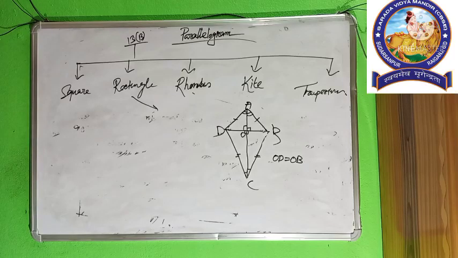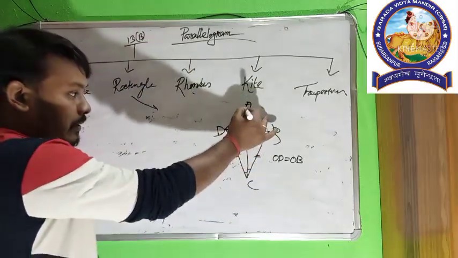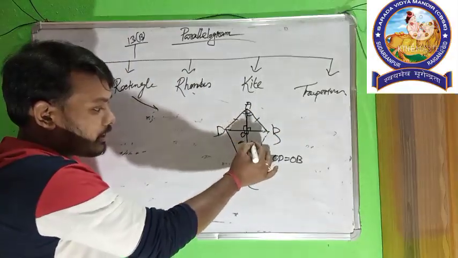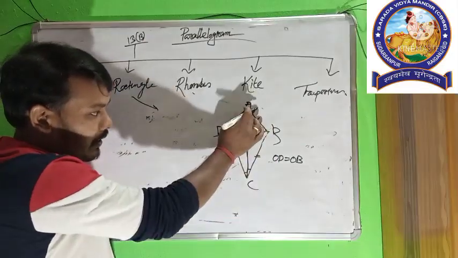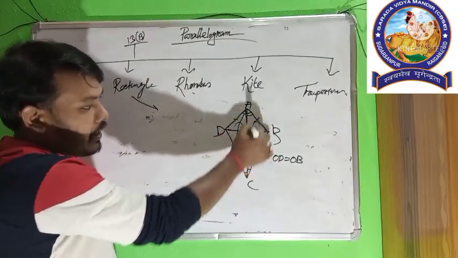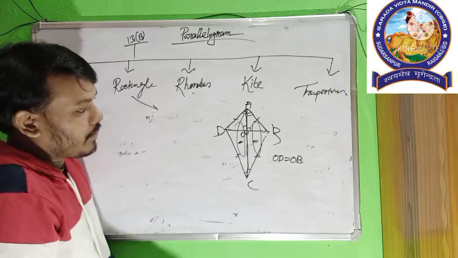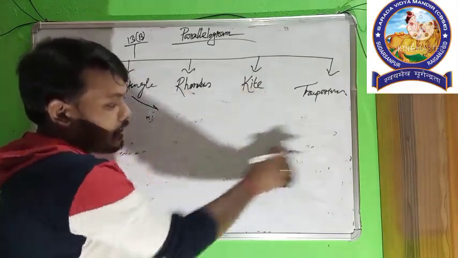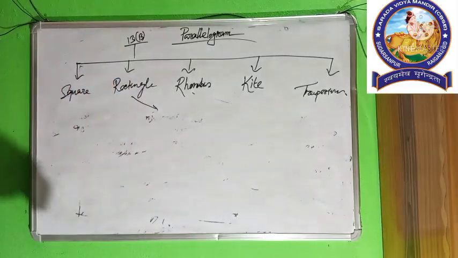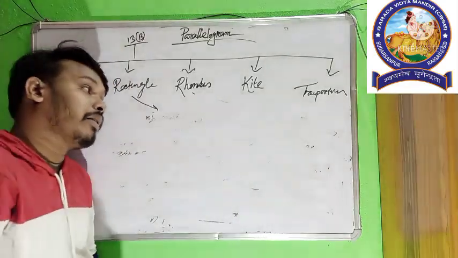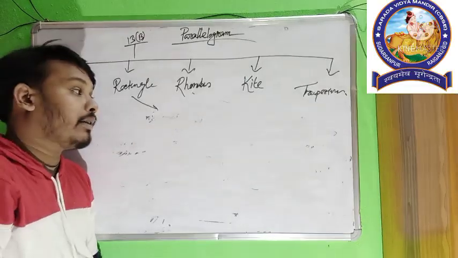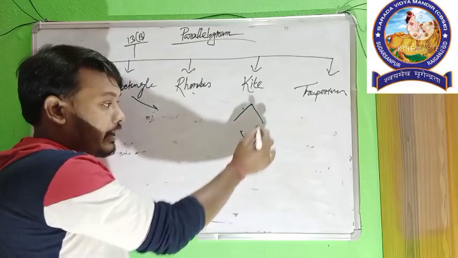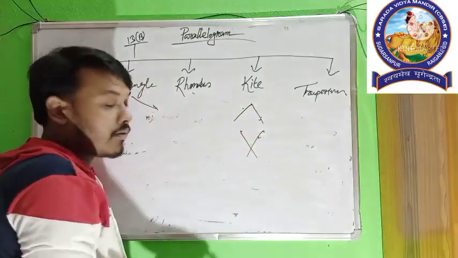And the diagonal bisects the kite into two congruent triangles. That means this triangle and this triangle are equal. These are the properties of a kite. And what is the definition of a kite? A kite is a quadrilateral whose both pairs of adjacent sides are equal. So this is one pair and this is another pair. If you take it in this way, then it may not be a kite.